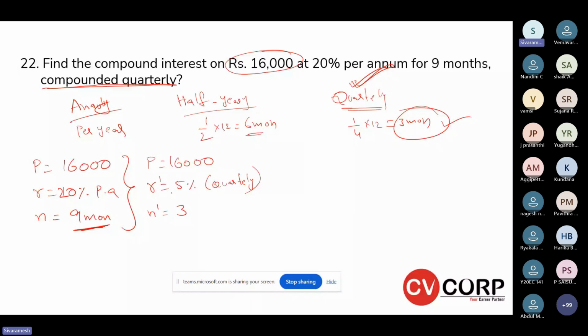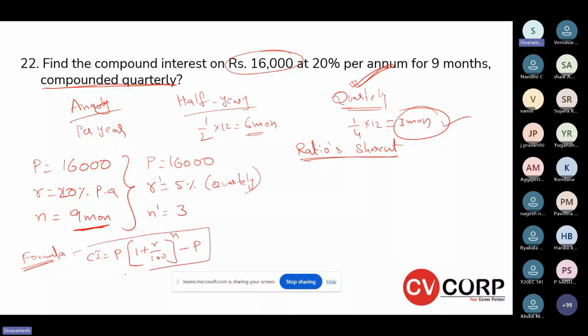Now according to the ratio shortcut, I'm directly coming to the point of the ratio shortcut. Or else I'll write the formula also. Majority of the people use the formula. Okay, the formula method you can try. That is the most regular method for finding compound interest. P into 1 plus r by 100 whole power n minus principal. This is the most commonly used formula, but this is the best shortcut.